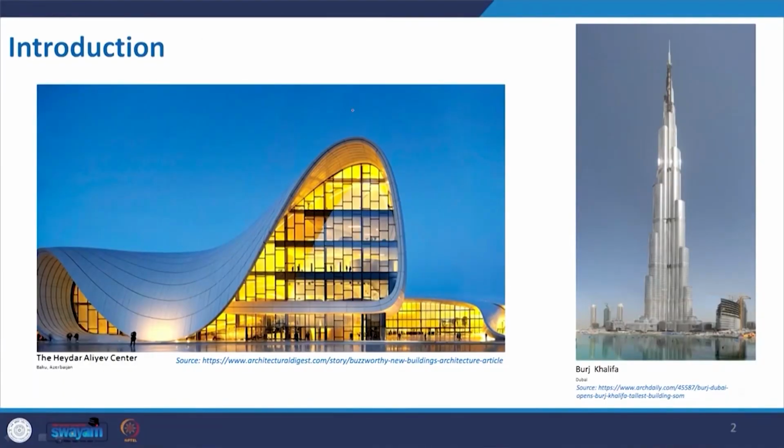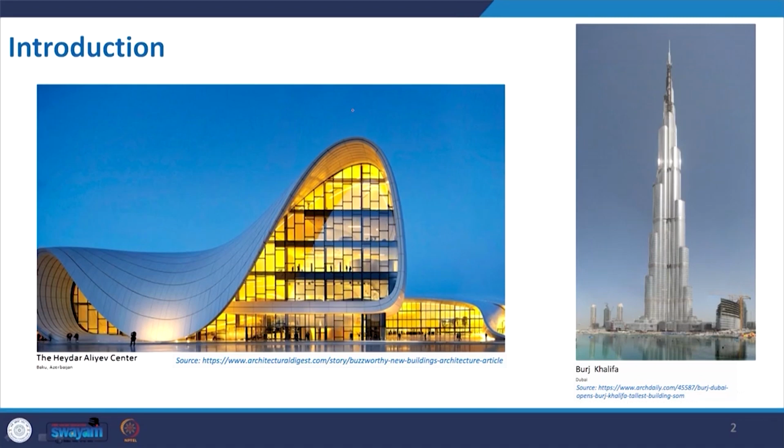Let us start with these 2 photographs. Two buildings I just placed on the first slide. One is a museum building designed by the famous architect Zaha Hadid. The other one is Burj Khalifa, a tall building, a very famous building in Dubai. The reason behind putting these 2 pictures on the first slide is to understand the essence of it.